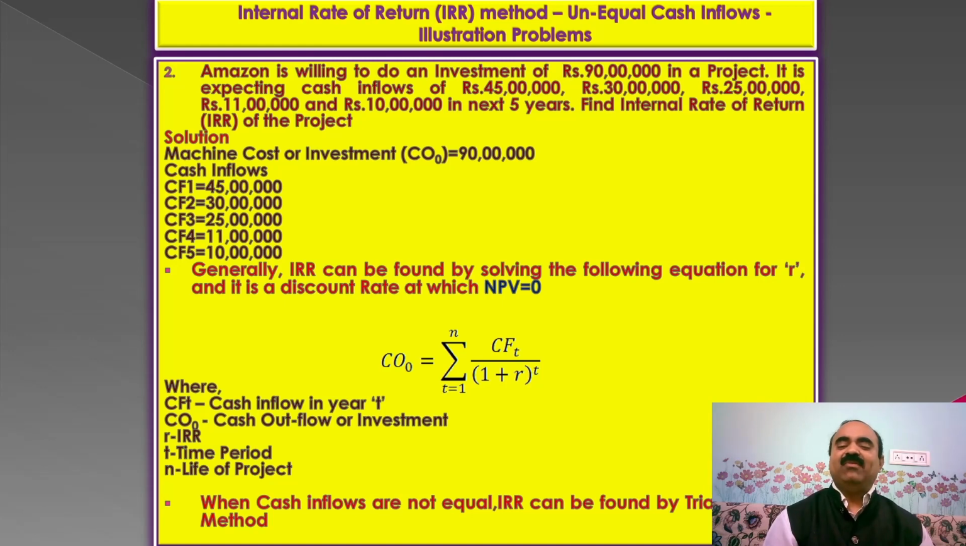Generally, IRR can be found by solving the following equation for R, and it is the discount rate at which NPV is equal to 0. CO0 is equal to summation of t from 1 to n, CFt by (1 plus R) whole power t, where CFt is cash inflow in year t, CO0 is cash outflow or investment, R is equal to IRR, t is time period, n is life of the project. When cash inflows are not equal, IRR can be found by trial and error method.